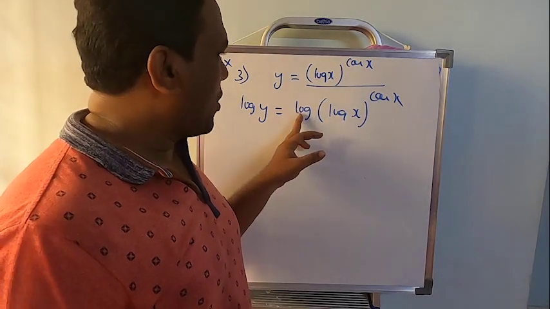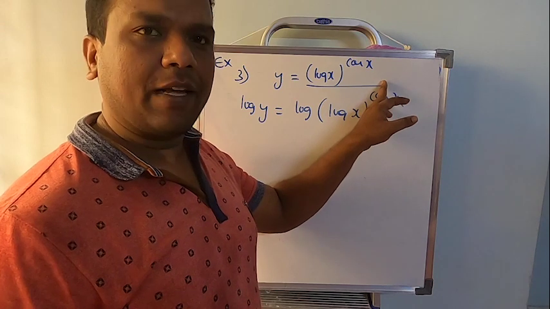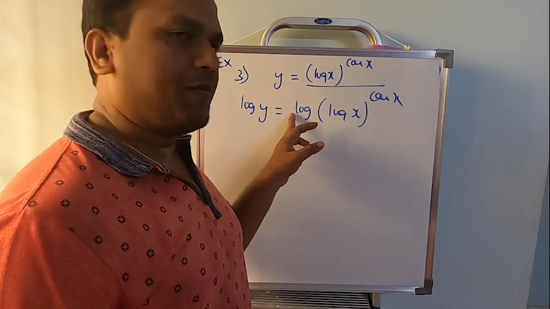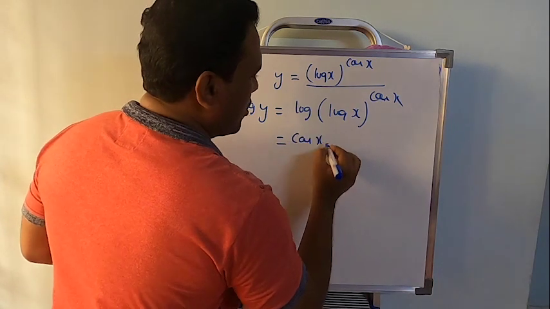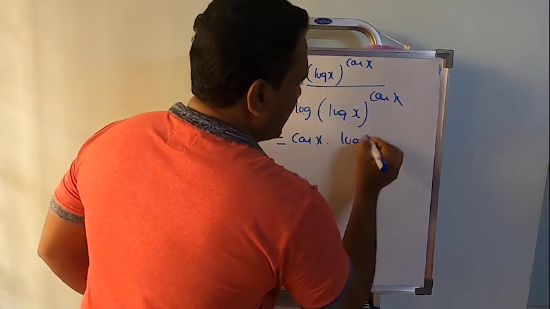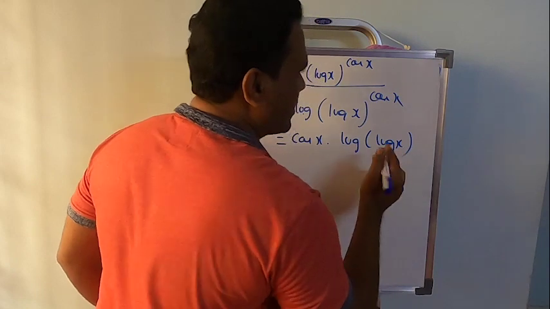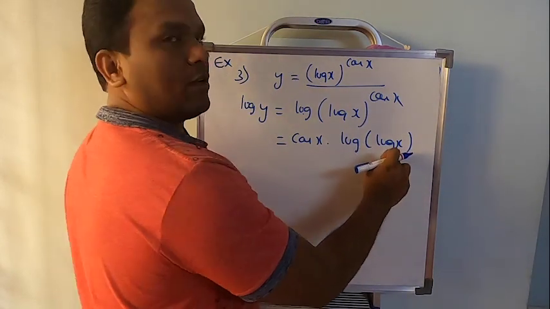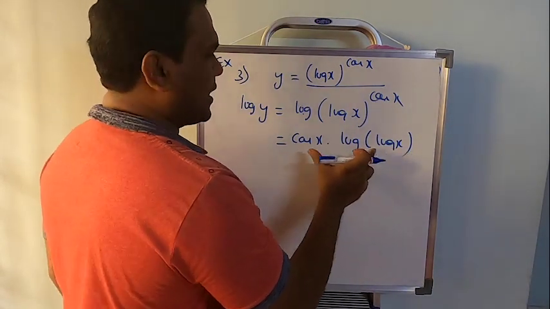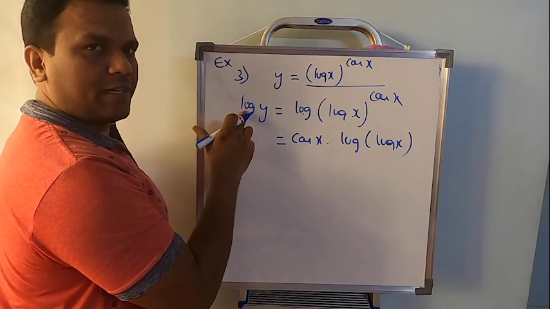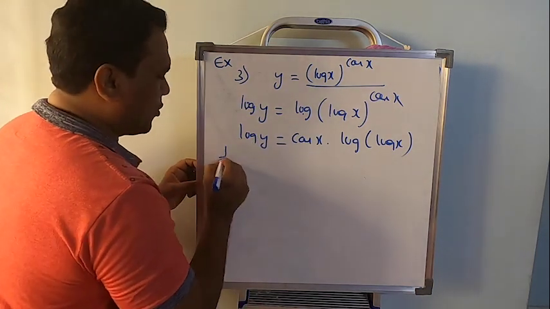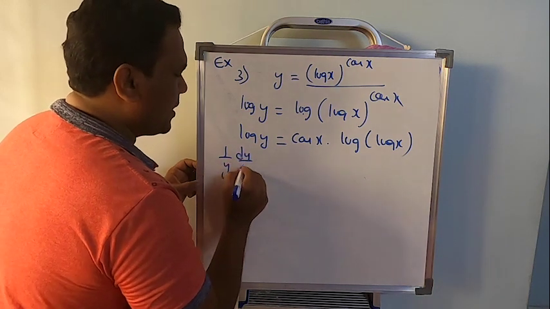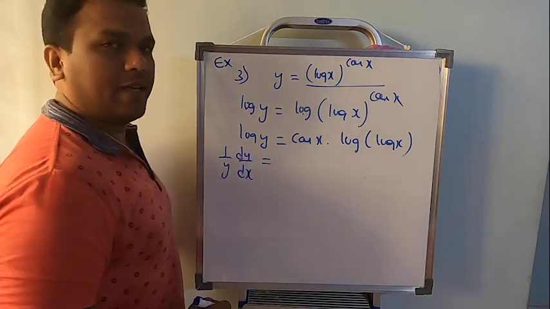Now read it in the form log of x to the power y, so this power will be shifted here. The next step will be cos x multiplied by log of log x, like y multiplied by log x. So product rule for the right hand side, and differentiation of log y, it's a term of y. So on differentiating log y, we are going to get 1 by y multiplied by dy by dx.